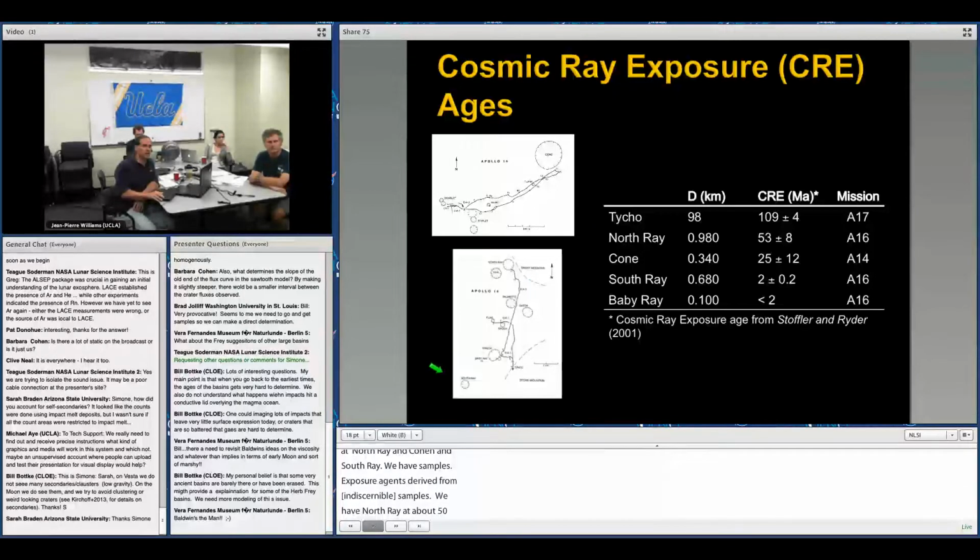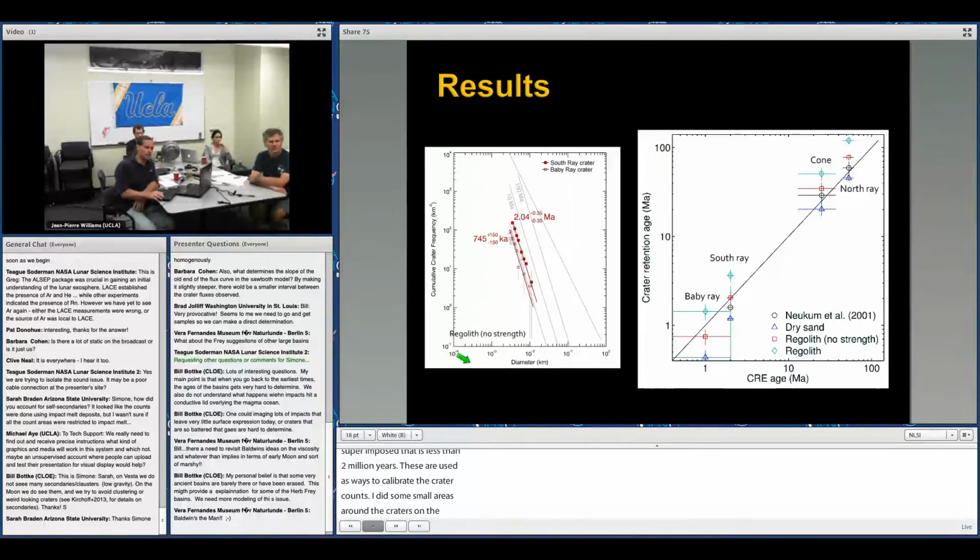Here's South Ray down here, and Baby Ray, which is superposed on the ejecta. So we know that's less than 2 million years. These are generally used as tie points for calibrating the crater counts. So I did some small areas around these craters on the continuous ejecta just to compare with previous results in these isochron models. Here's an example on the left of one of the models.